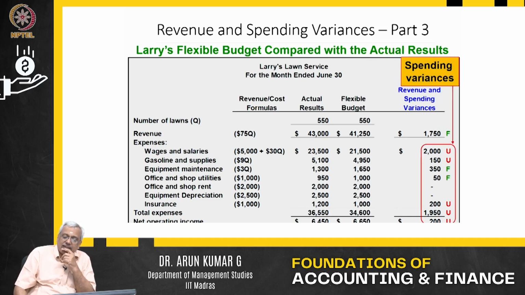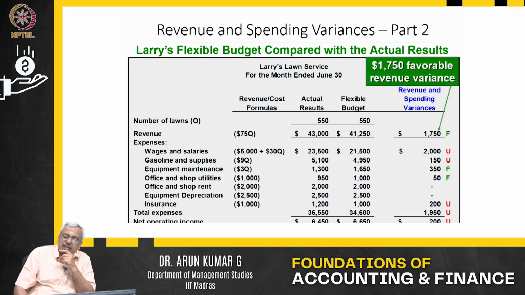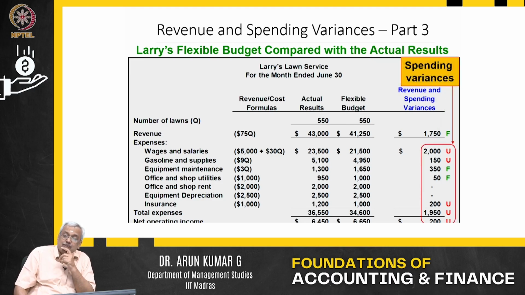These are all what we call spending variances. The earlier one is the revenue variance, and these are all spending variances. Let us try and see if we can work on some numericals from this part. Let's take 2 examples.